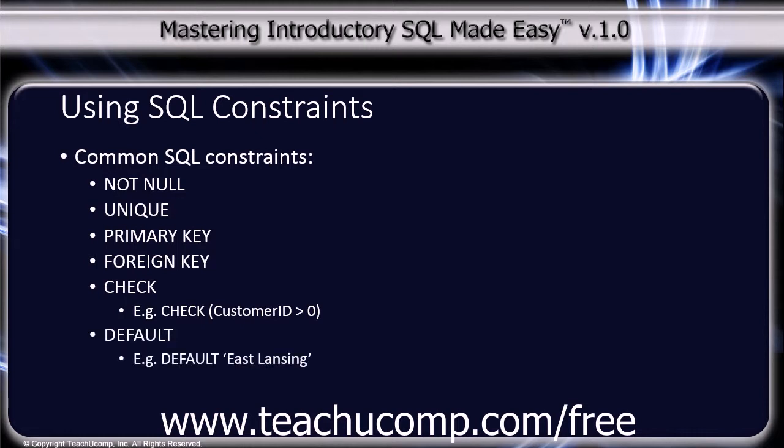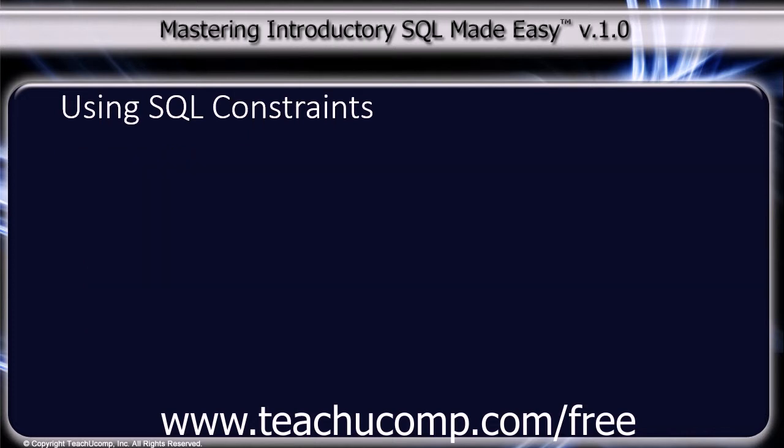Default is a constraint that places a default value into the field specified when a record is entered. For example, if you wanted to have East Lansing appear as the default value for a city field within a table when creating the table in the create table statement, you could add default single quote East Lansing end single quote as the constraint name parameter to the city field when it's created.